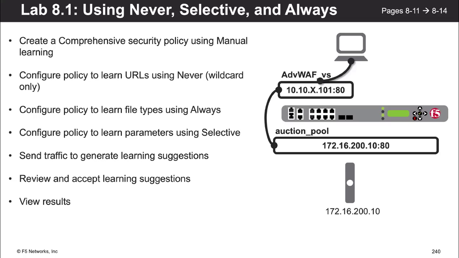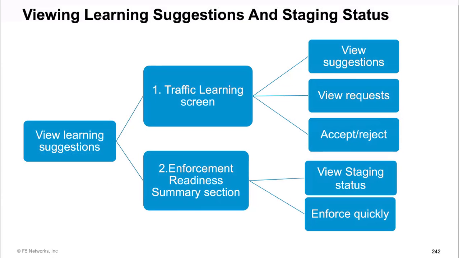Okay, so let's move on, and then we'll take our break here shortly. Let's see, what do we have next here? Okay, viewing learning suggestions. So I mentioned before, there are really two screens that you will go to quite a bit, right? One is the requests, the event log. Another one is traffic learning. Now, traffic learning and the readiness summary section, they kind of go hand in hand, right? Both places you can view suggestions. Both places you can also take things out of staging. But traffic learning allows you to go in and actually take some kind of action, whether you want to accept that violation or reject that violation.